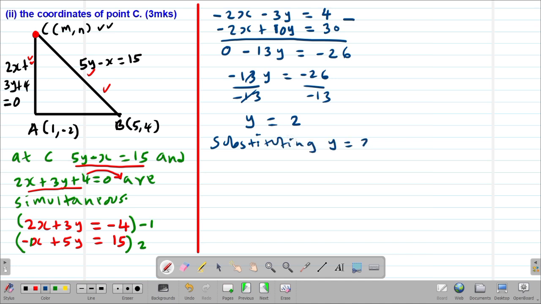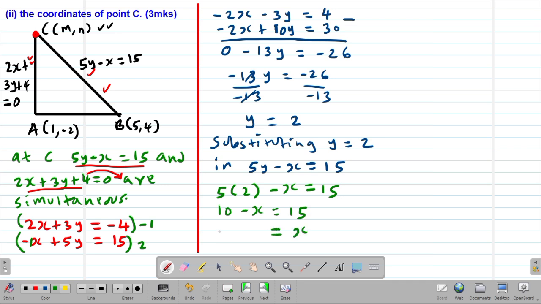y equals 2, let me substitute in the first equation. I'm substituting in 5y minus x is equal to 15. I'll end up with the following: 5 into y, of course my y is positive 2, then minus x is equal to 15. So this will give me 10 minus x is equal to 15, which can be rearranged as x is equal to 10 minus 15.